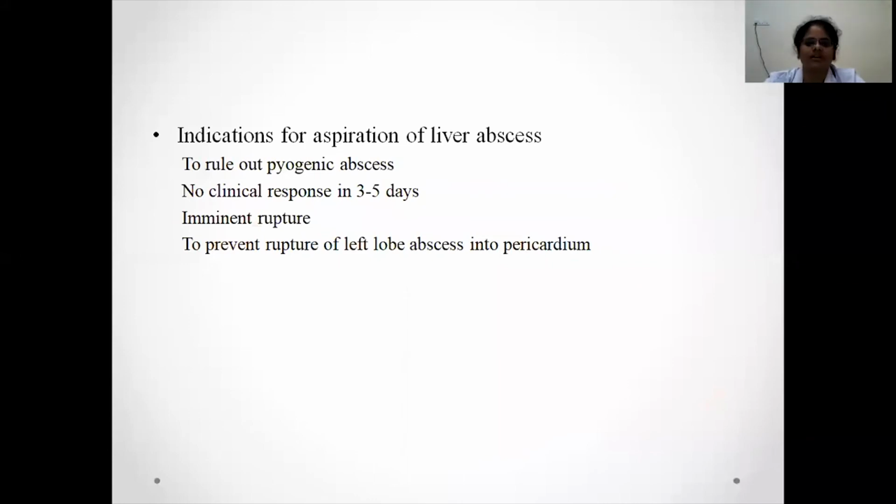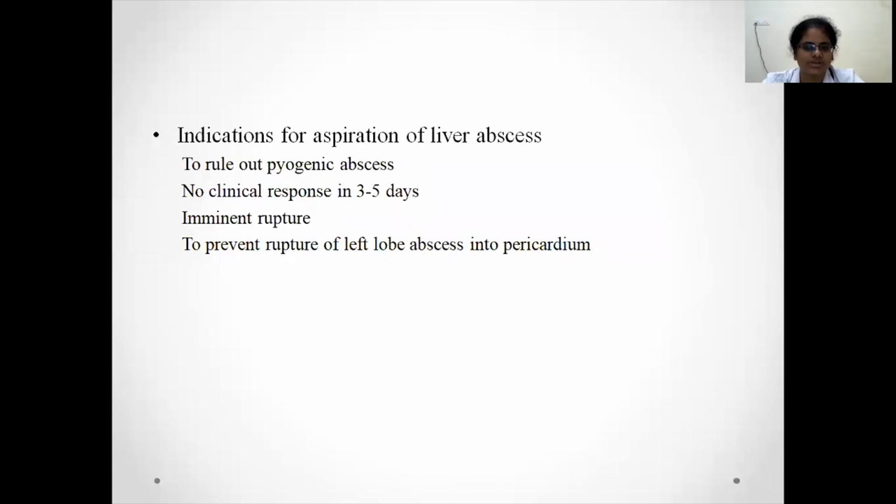What are the indications for aspiration of liver abscess? To rule out pyogenic abscess: if a patient is presenting in less than 10 days, there will be multiple small abscesses. If you have a strong suspicion that it is a pyogenic abscess, then aspirate. Aspirate and Gram-stain analysis will differentiate amoebic from bacterial.